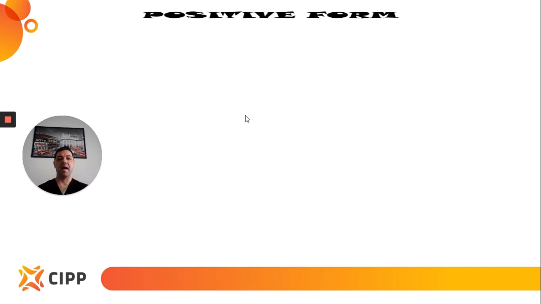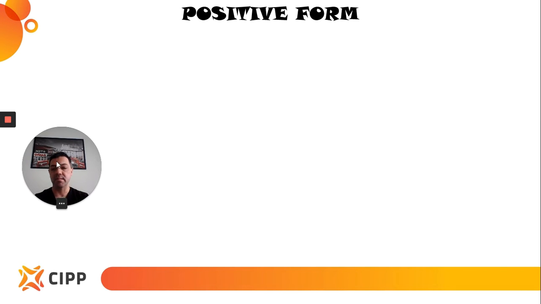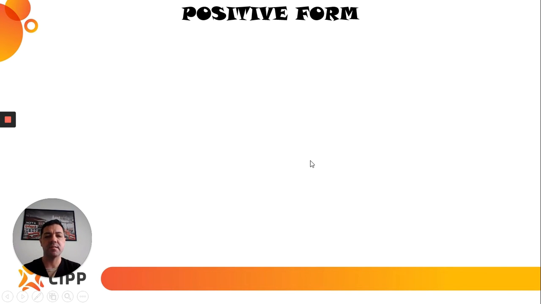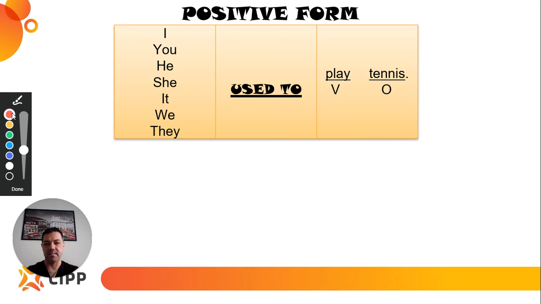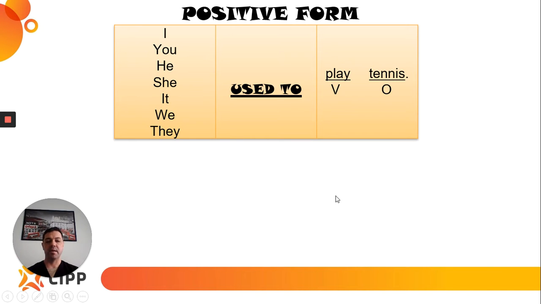The first part, the affirmative or positive form. When do you use the positive form? Look at these examples. You have the subject, "used to," and the verb. That's very important, guys. "Used to" is always in the sentences, and after "used to," you have the verb. The verb is the same, it doesn't change. It's going to be in the base form. That's for the positive.